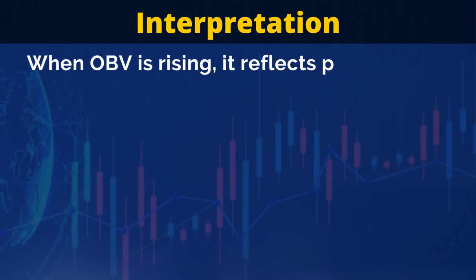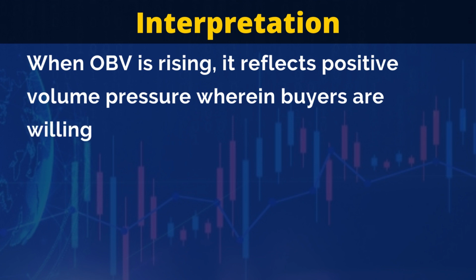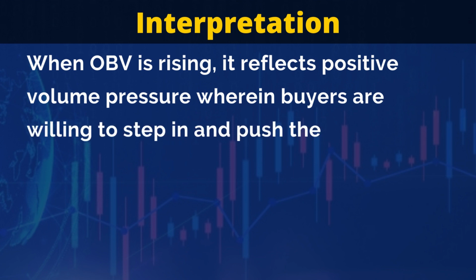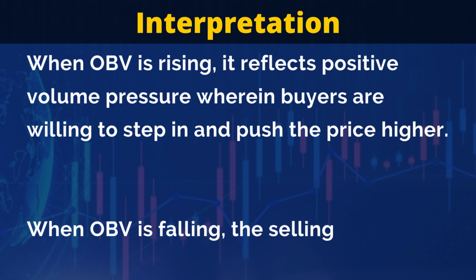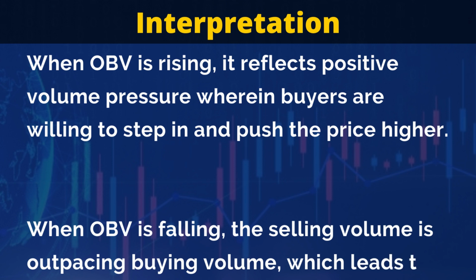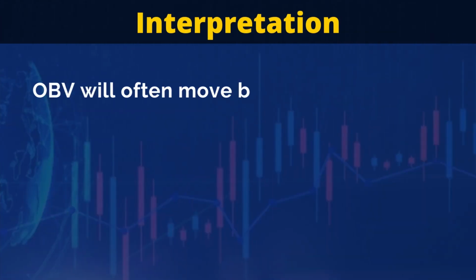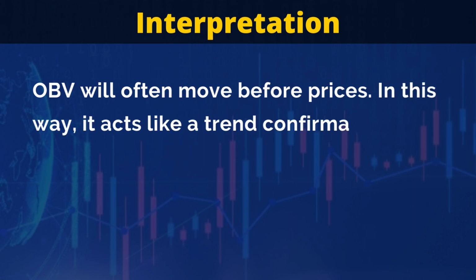We can interpret OBV as follows. When OBV is rising, it reflects positive volume pressure wherein buyers are willing to step in and push the price higher. When OBV is falling, the selling volume is outpacing buying volume, which leads to lower prices. OBV will often move before prices. In this way, it acts like a trend confirmation tool.